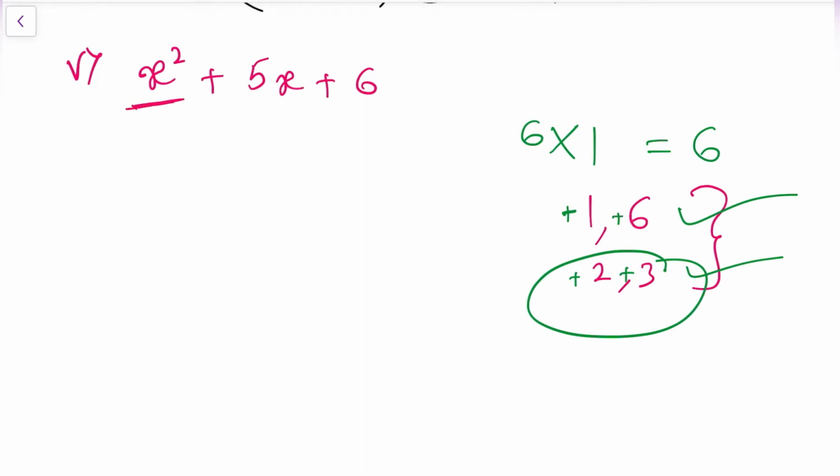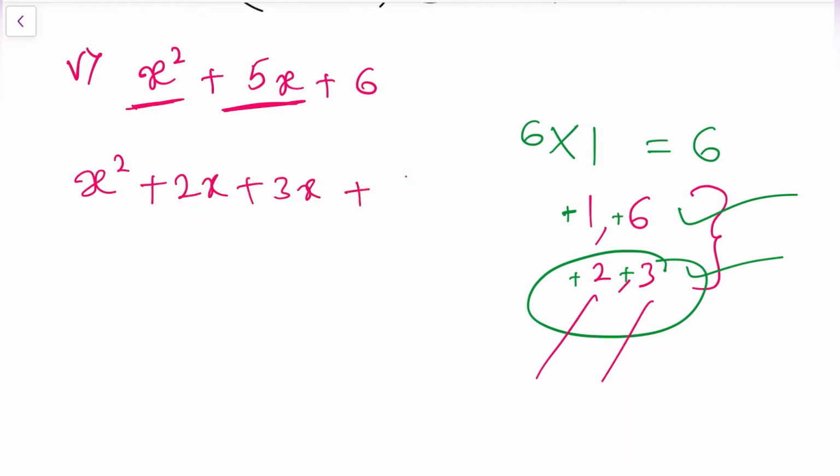Write the first term as it is, x². In the place of the second term, substitute these numbers. Plus 5x is there, so in the place of 5x, plus 2x plus 3x. The last term plus 6 as it is.